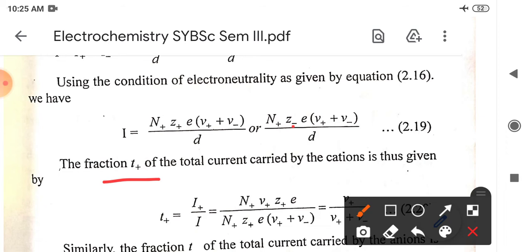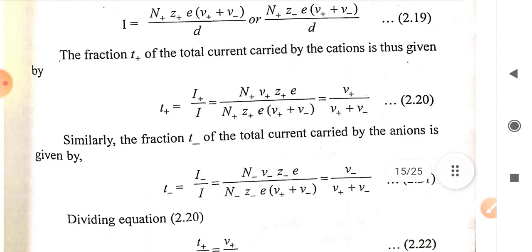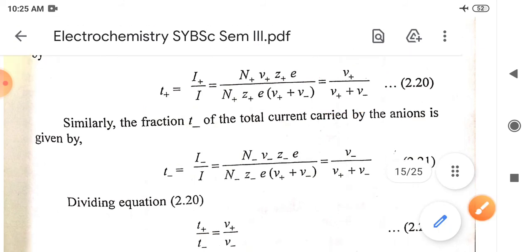So the fraction t plus of the total current which is carried by the cations is thus given by t plus equals i plus upon i. If you take the ratio of the current due to the cation upon the total current, you will get v plus upon v plus plus v minus.